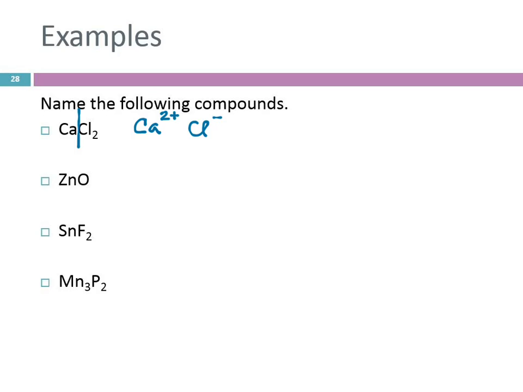So now I'm going to name them. What's the name of this ion? Calcium. Does it need a Roman numeral? No. It's in group 2A. Doesn't need a Roman numeral. And then this one, what's the name of that? Chloride. It comes from the element chlorine, but it's chloride because when a non-metal gets together with a metal, she changes the ending of her name. So there we have calcium chloride.